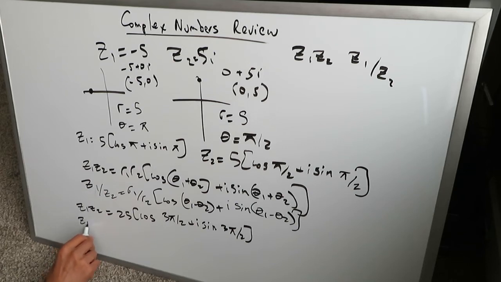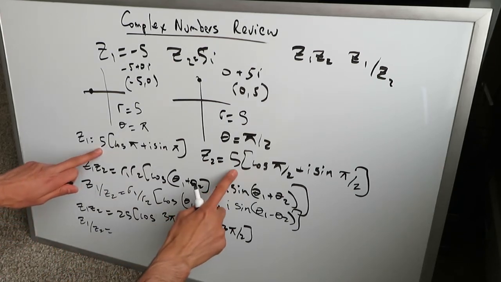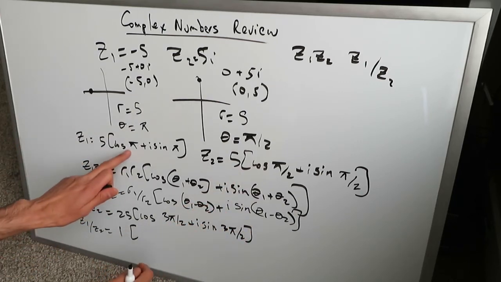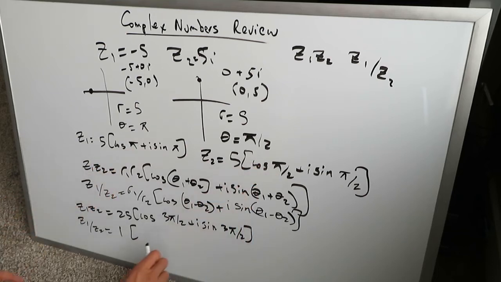Let's do Z1 divided by Z2. You divide the two R values by each other. 5 divided by 5 is just 1, and then you subtract the angles. 180 minus 90 is 90: cosine pi over 2 plus i sine pi over 2.